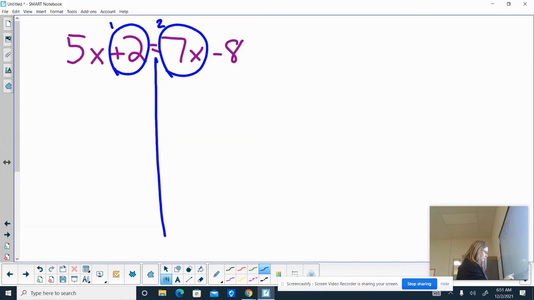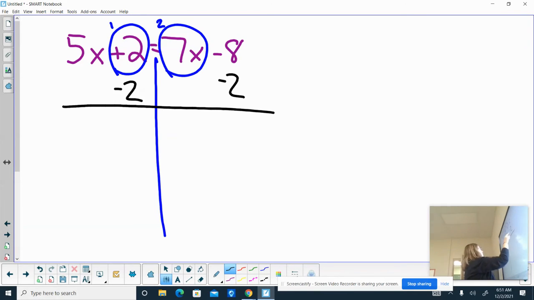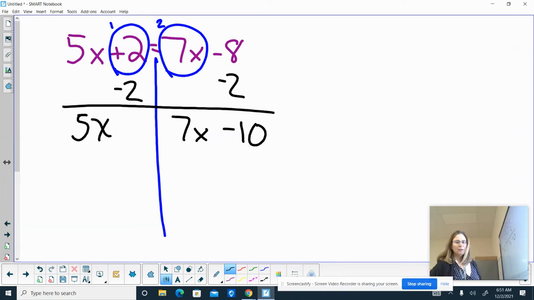So let's break this down. So the opposite of adding 2 would be to subtract 2. When you subtract 2, that's a constant, so you want to subtract it from the other constant. Bring down everything you didn't use. 2 minus 2 is eliminated. I didn't use the 7x. -8 minus 2 is -10. Okay. So I did my first step.